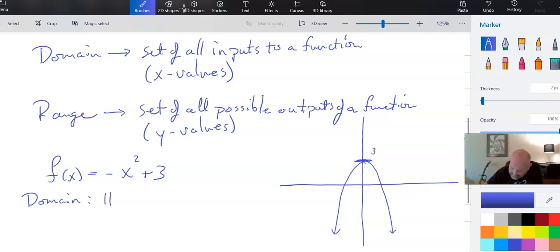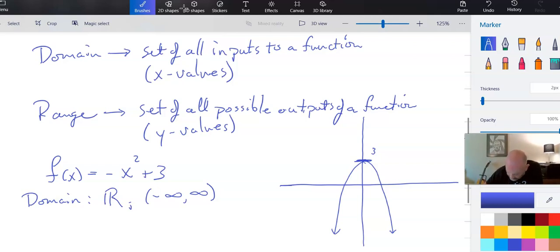So you may see it written this way, which I believe is how your book is doing it, which is a double-stamped R, right? And that represents all the real numbers. The other way to write it is in interval notation, and all real numbers as an interval would run from negative infinity to positive infinity and everything in between, right?